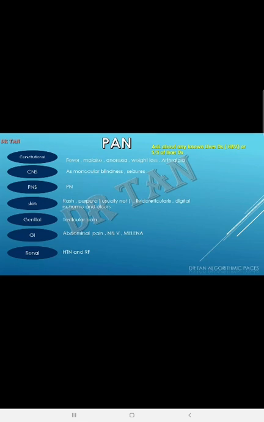So again, I'm going fast through the PAN because it's not very important, but I will give you an idea about it. The symptoms of it will be just constitutional symptoms like fever, malaise, anorexia, weight loss, and arthralgia. There will be CNS symptoms up to blindness, up to seizures. There will be peripheral nervous system symptoms like peripheral neuropathy. There will be skin symptoms like rash, purpura, livedo reticularis, digital ischemia, and, as an important one, testicular pain.